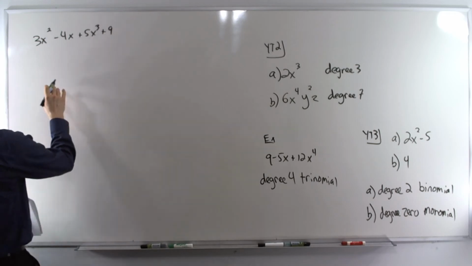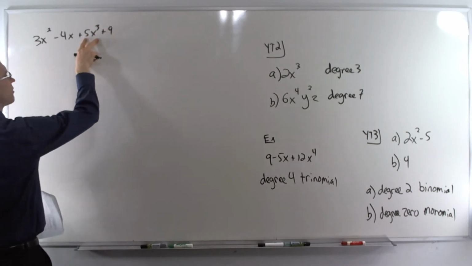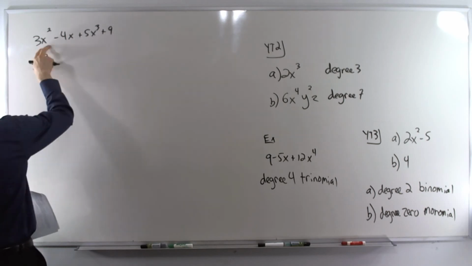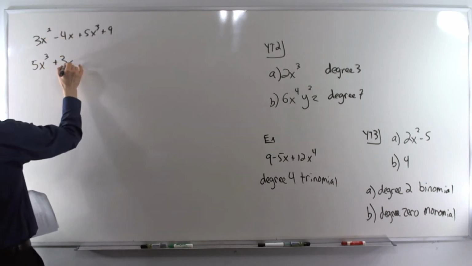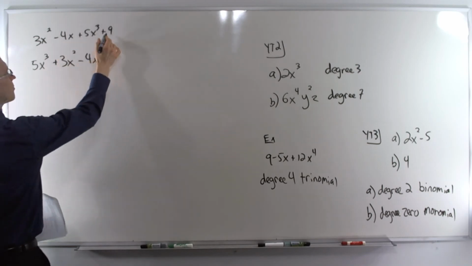No, we're not finding the degree, just the leading coefficient. Okay, so we're going to find the highest exponent, 5x to the 3rd, so that goes first. Next highest exponent is x squared. And if there's one missing, just skip that. Minus 4x, that's the next one, plus 9.